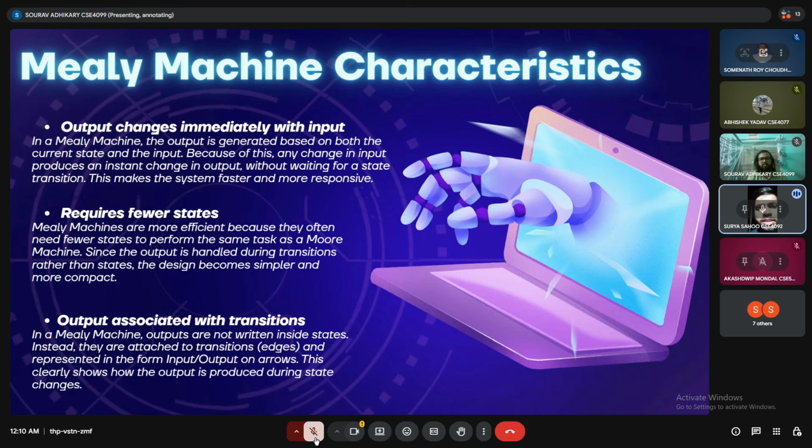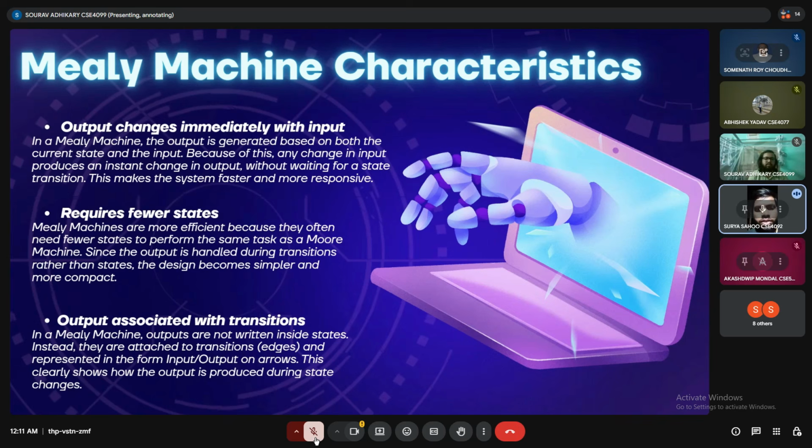Mealy machines are more efficient because they often need fewer states to perform the same task as a Moore machine, since the output is handled during transition rather than in states. The design becomes simpler and more compact.